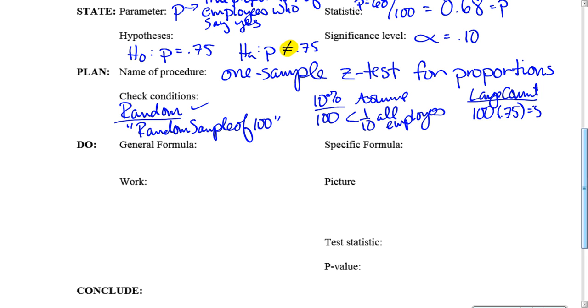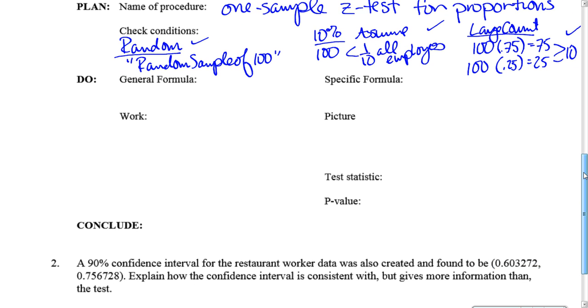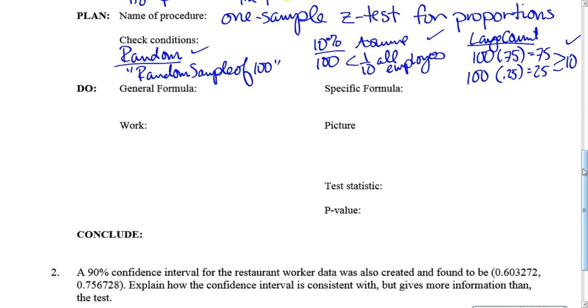Oops, it's reading backwards. And then n times not p, and both of those are bigger than or equal to 10. Check, check, check. So in terms of the work, yes, I need to give you more space next year. I'm sorry.